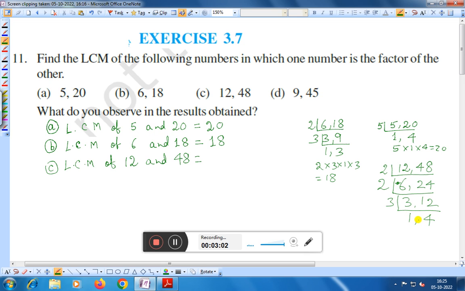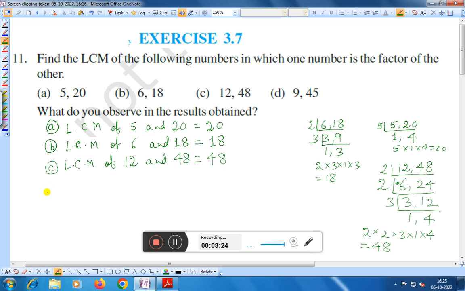And this 1 and 4 is divisible by only 1. Therefore, we stop here. Therefore, the answer is 2 into 2 into 3 into 1 into 4. What do you get? That is 2 2 is 4, 4 3 is 12, 12 4 is 48. Right? The answer is 48.